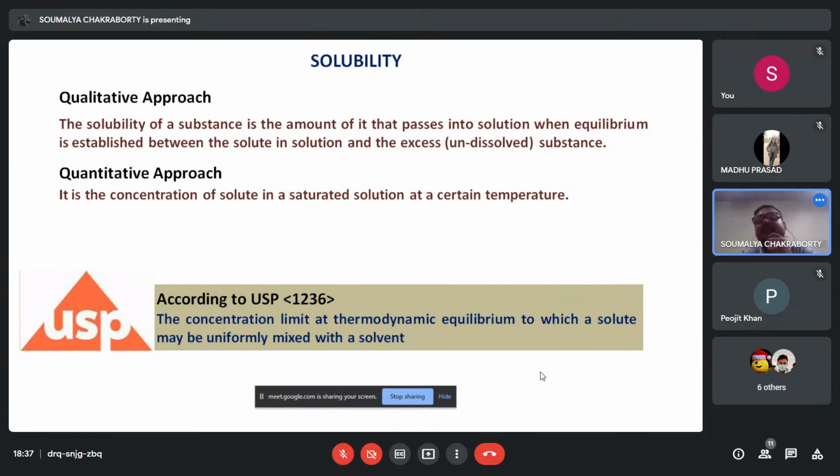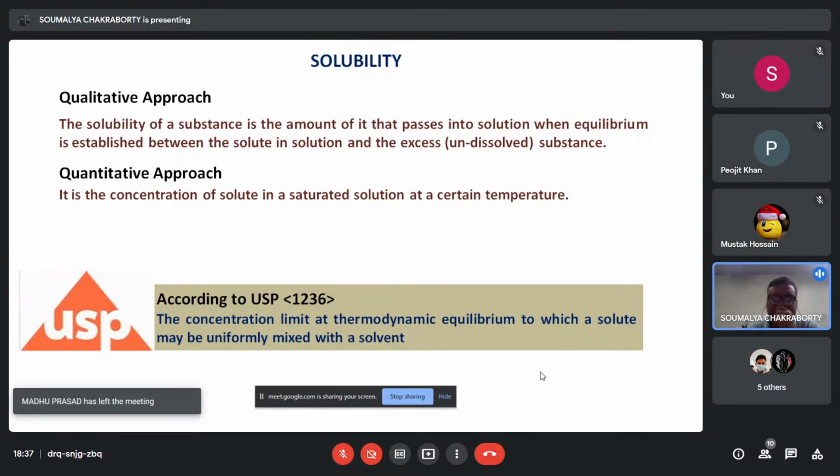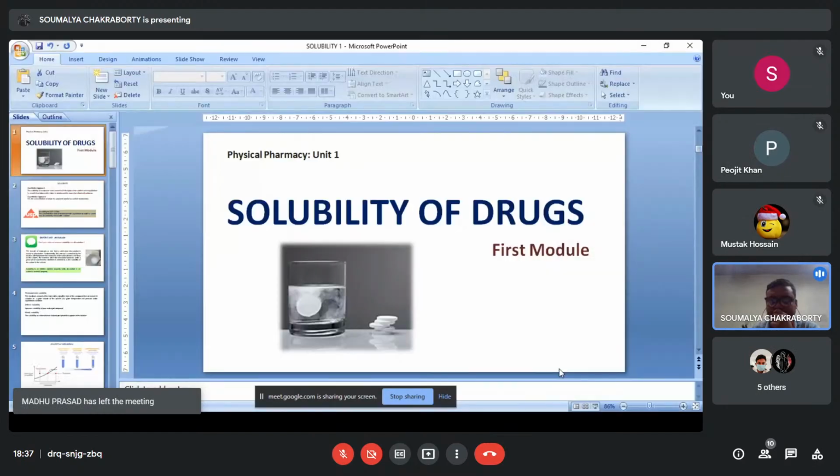Okay. So let us first know what is solubility. This is something you should know. This is a very important concept.